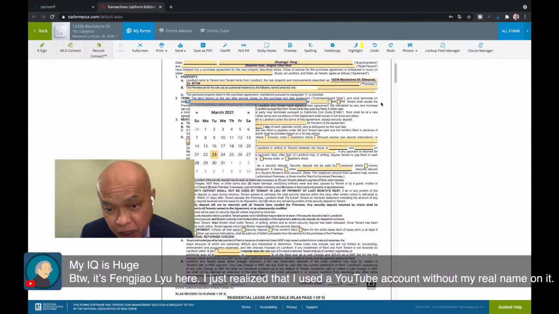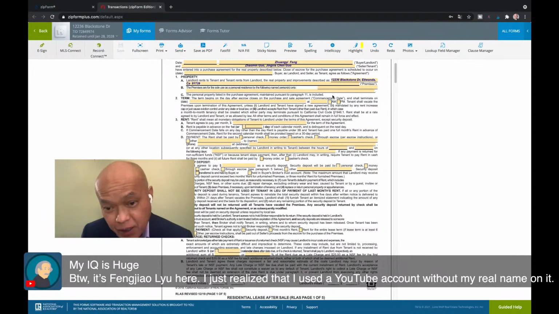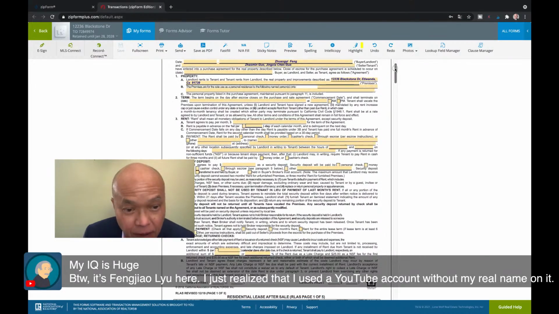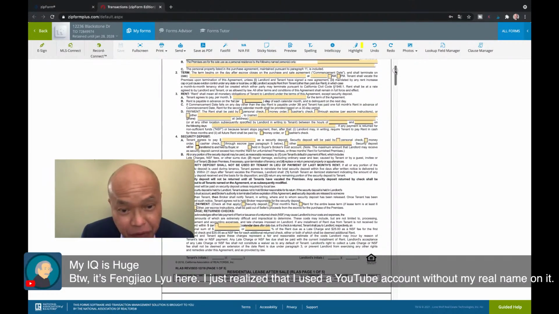Whatever the close of escrow date is. And usually possession is delivered at 5 p.m. So most likely you'll say 5 p.m. But you put in whatever time you actually take possession. And then you go to number 3. Number 3 is where you insert the monthly rent amount, whatever the amount is on 3A. And then on 3B, rent is payable in advance.